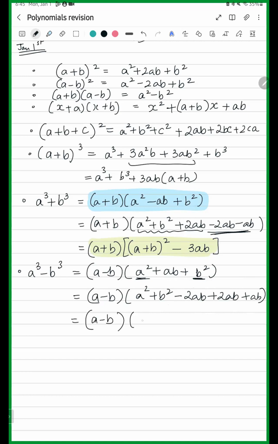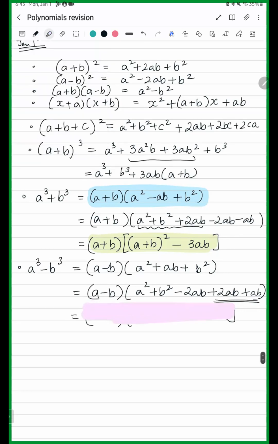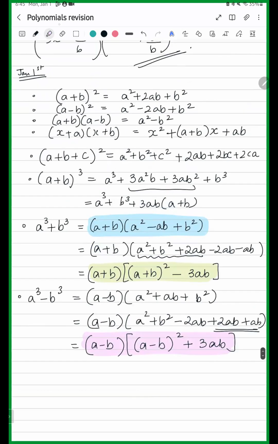This is also going to be useful when the value of a minus b is given and ab is given. Then we can find the value of a cube minus b cube. So this is useful for such a situation. Okay. This is one form. The other form is this one. Okay. Now we have one more.